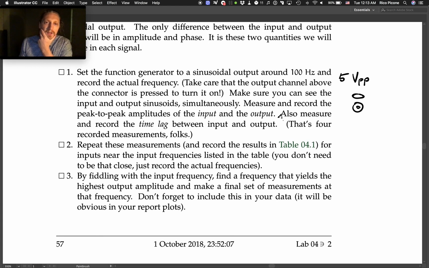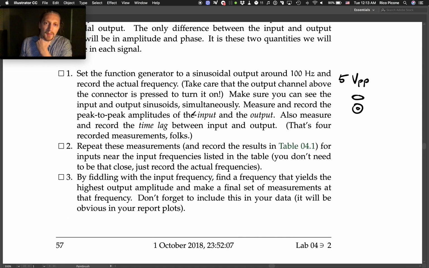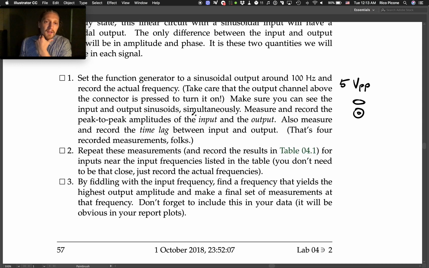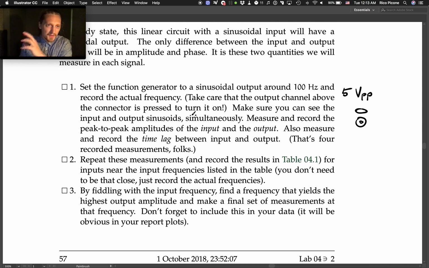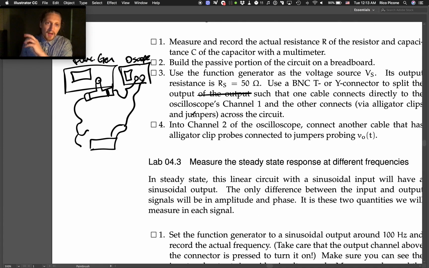Okay, so make sure that you can see the input and output sinusoid simultaneously on the oscilloscope. So remember, we've got the input to the circuit on channel 1, the output from the circuit on channel 2 of the oscilloscope. We want to see them both on there. You might need to adjust the oscilloscope settings.